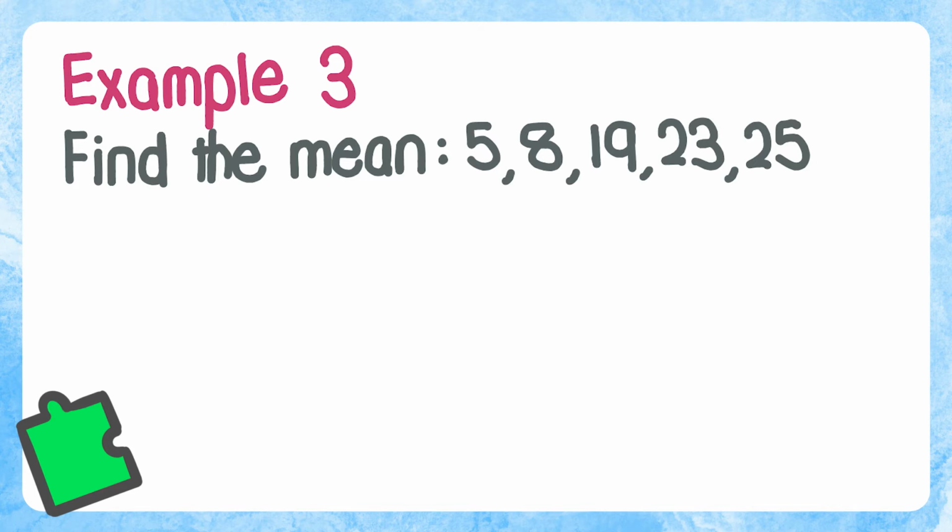Please try this next example on Edpuzzle. So find the mean of 5, 8, 19, 23, and 25.